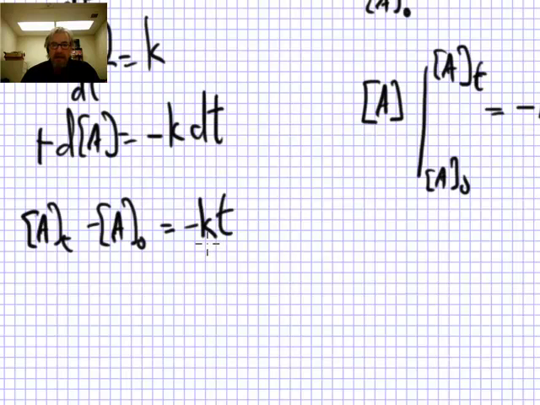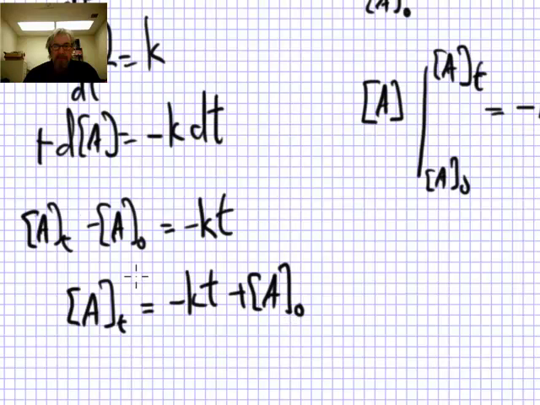If I add A naught to both sides, I get this relationship. Concentration of A at time t equals minus kt plus concentration of A at time naught. This looks like the equation of a line, where concentration of A at any time is y, k, or negative k, is the slope, t is x, and the y-intercept is the initial concentration. That's a form of a line.